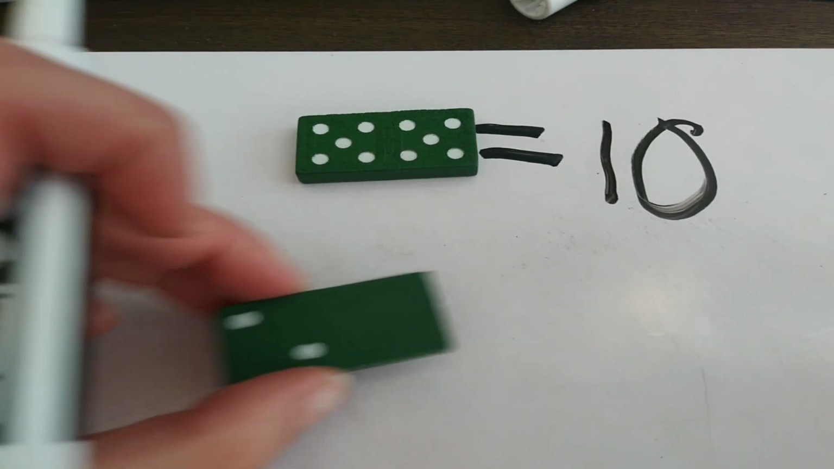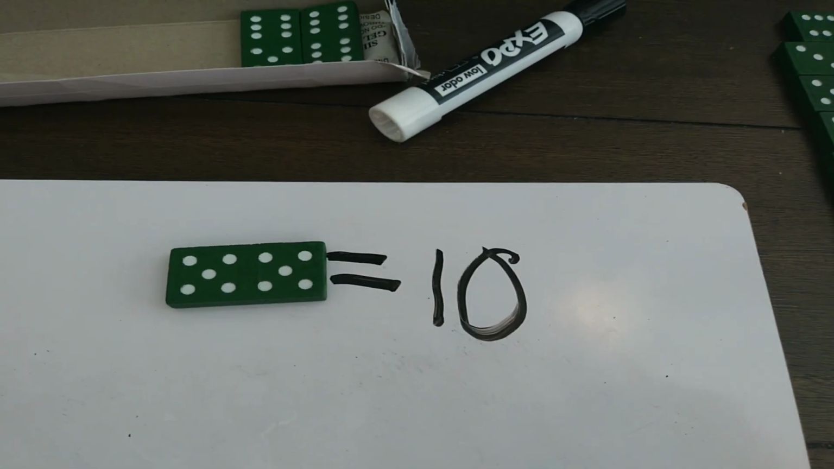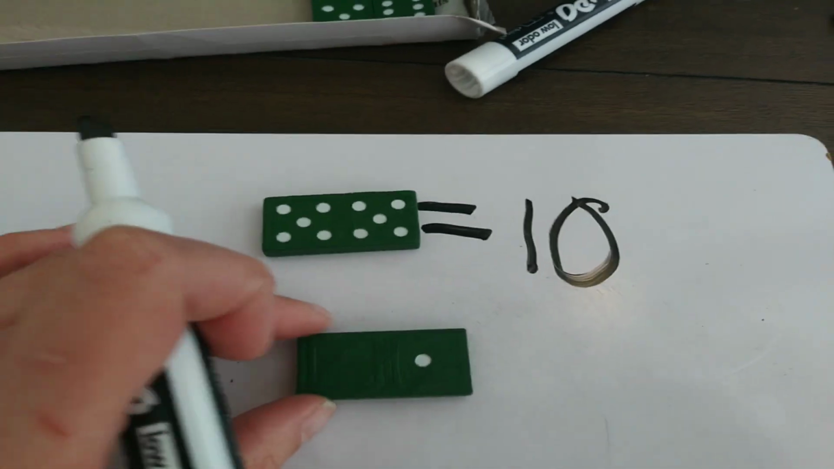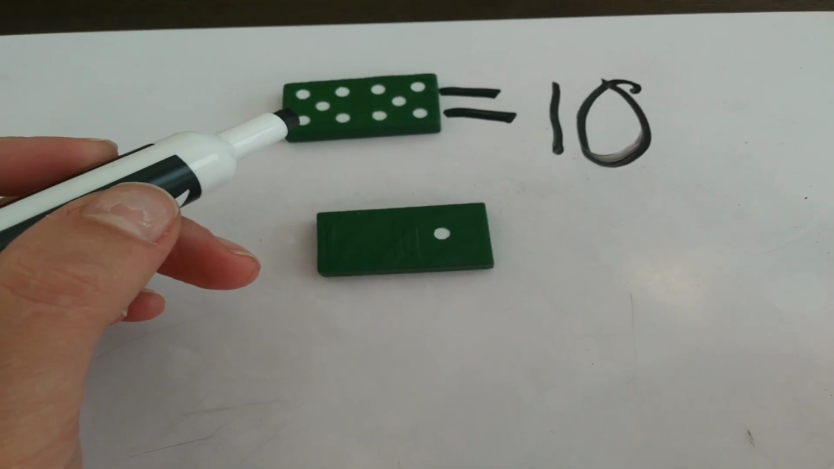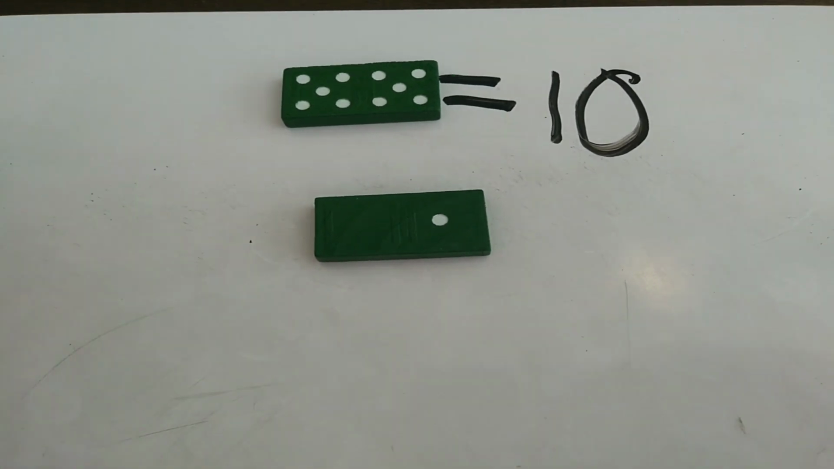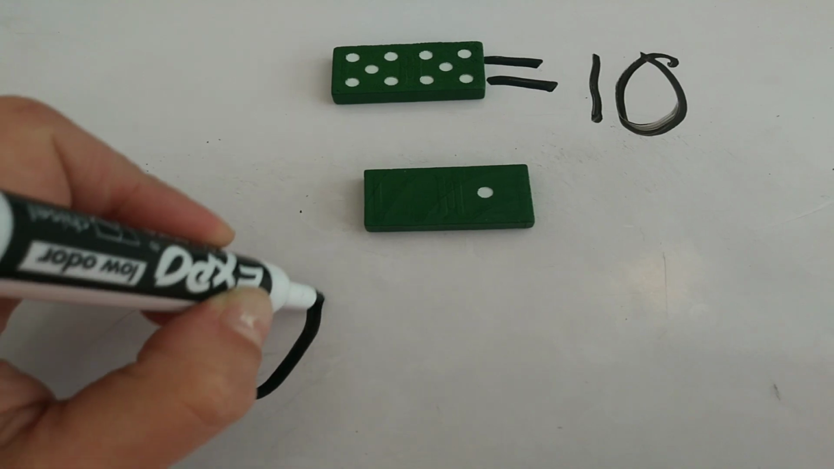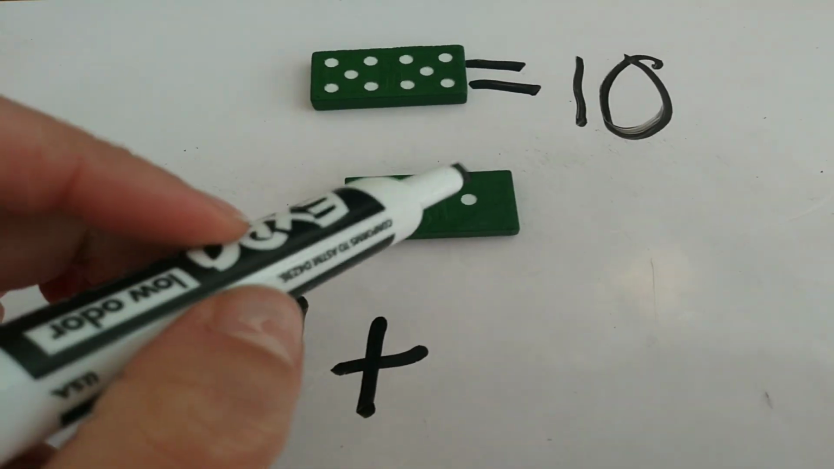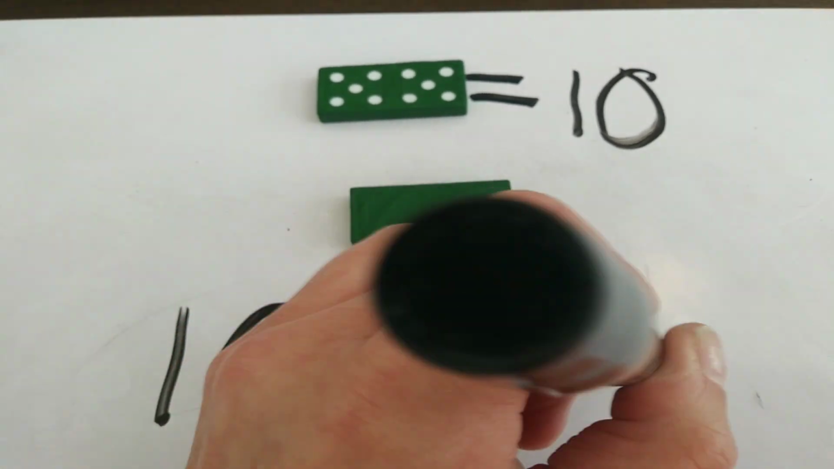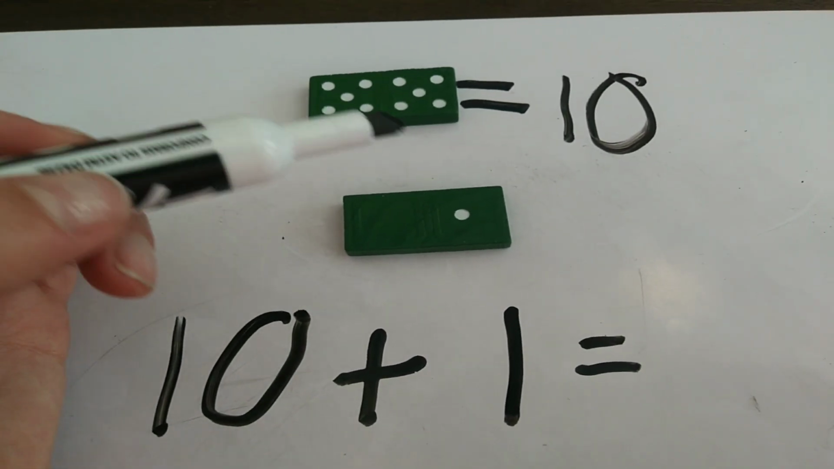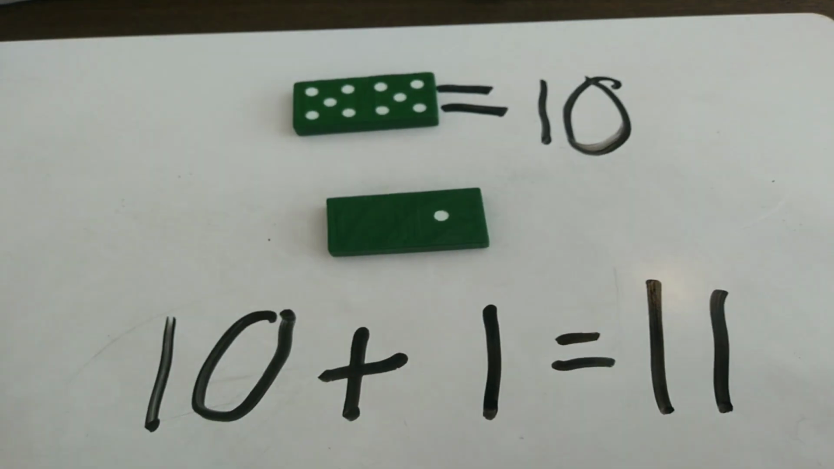Okay, now this time we're going to add some addition sentences to this. Okay, so let's have this one. We're going to make it on the simple side. So how many dots did we have in this group? That answer should be automatic. We have 10, right? Plus how many in this group? 1. Very good. Let's count up. 10, 11. 10 plus 1 equals 11.